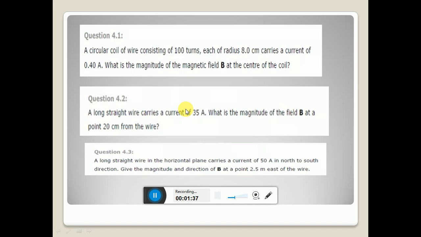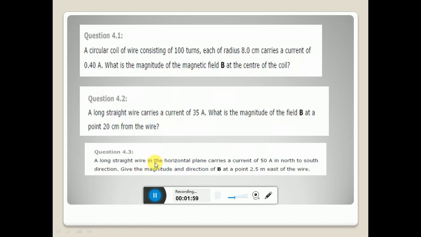Second: a long straight wire carries a current of 35 amperes. What is the magnitude of the magnetic field at a point 20 centimeters from the wire? So here a straight current carrying conductor is given and you are asked to find the magnitude of the magnetic field at a distance of 20 centimeters from the conductor.